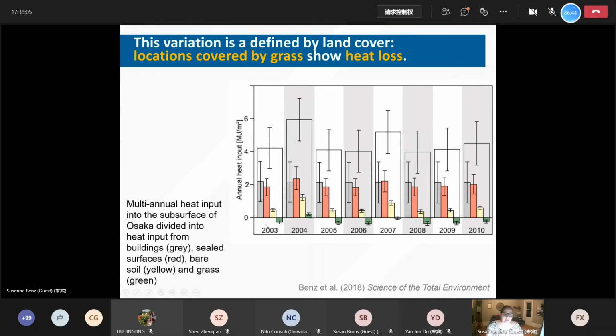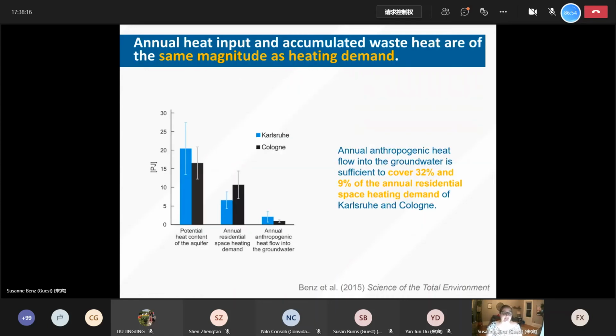So it very much depends on your land cover to figure out how much impact your land surface actually has on the temperatures underground. If we sum all of this up for the entire city and just want to look at how much energy there actually is in the entire city in the underground, we get this bar. This is the one on the very right.